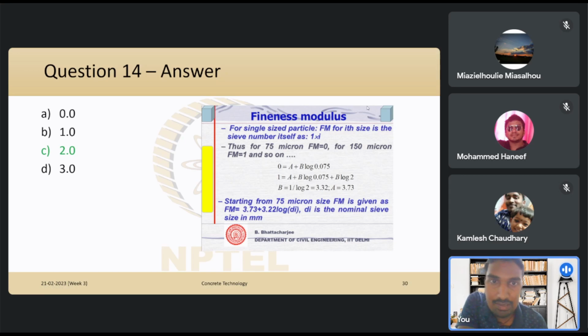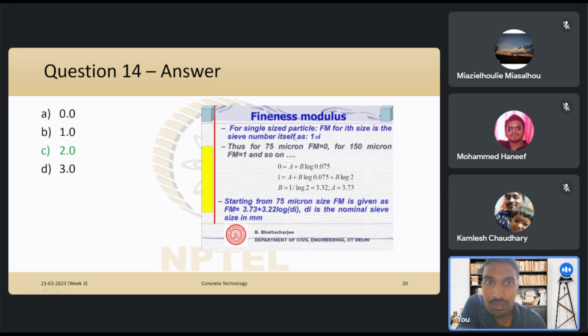When there is a single sized particle, the fineness modulus will always be the sieve number corresponding to that sized particle, right? So remember that the smallest size of the aggregate, 75 micron, has the sieve number of 0, and then for each higher size the sieve number increases by 1, right? So 75 micron is 0, then 150 micron is sieve number 1, 300 micron is sieve number 2, right?